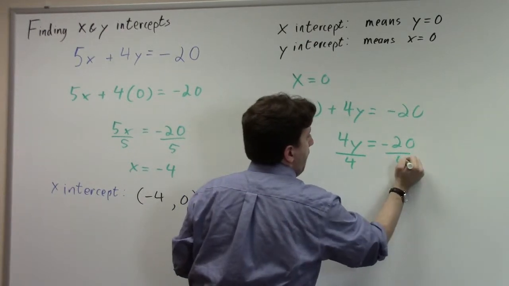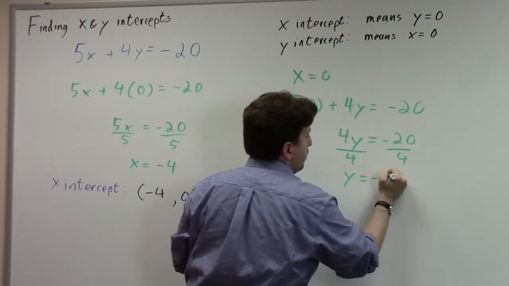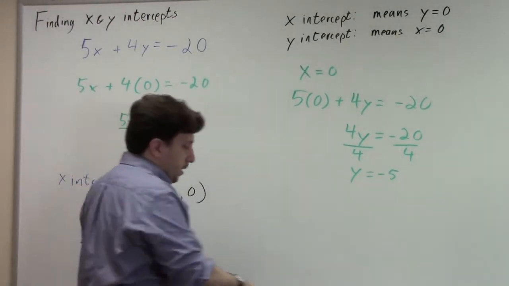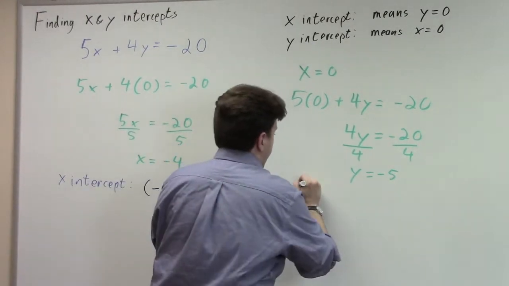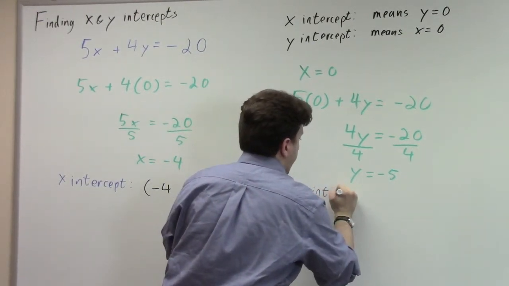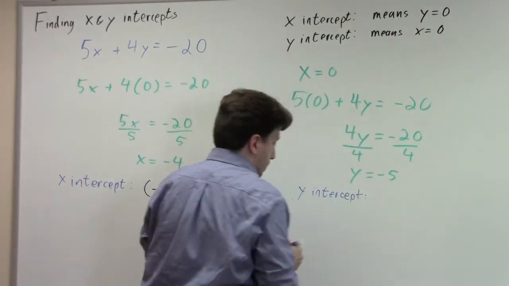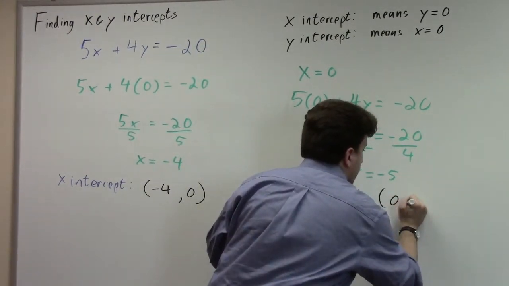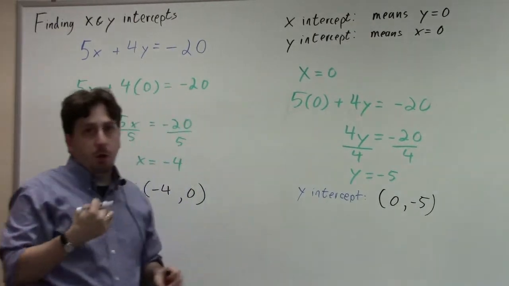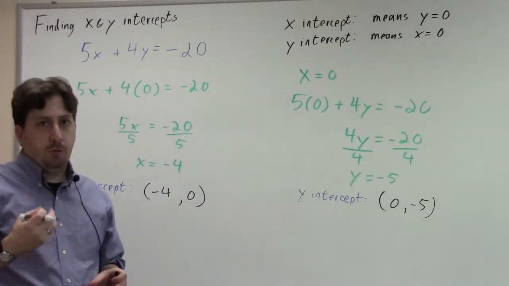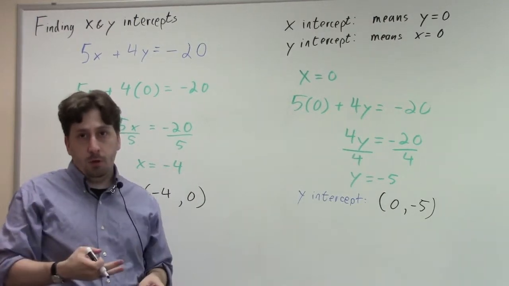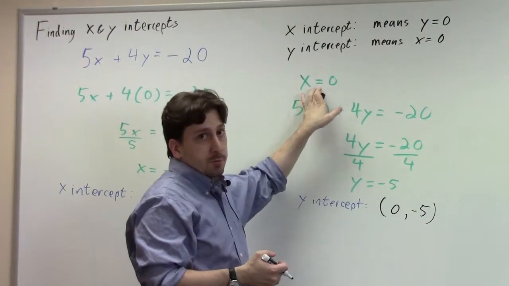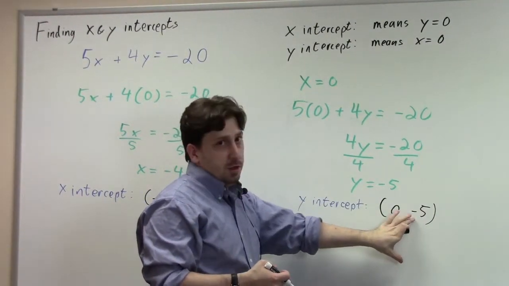And that's going to give me y equals negative 5. And so my coordinate point here for my y-intercept is going to be the point 0, negative 5. Remember, you always have to write it as a coordinate point. If you just put negative 5 as your answer, it's going to mark it wrong. Okay? And remember, our x value is 0 because by definition, it's our y-intercept, which means x equals 0. And our y value is negative 5.